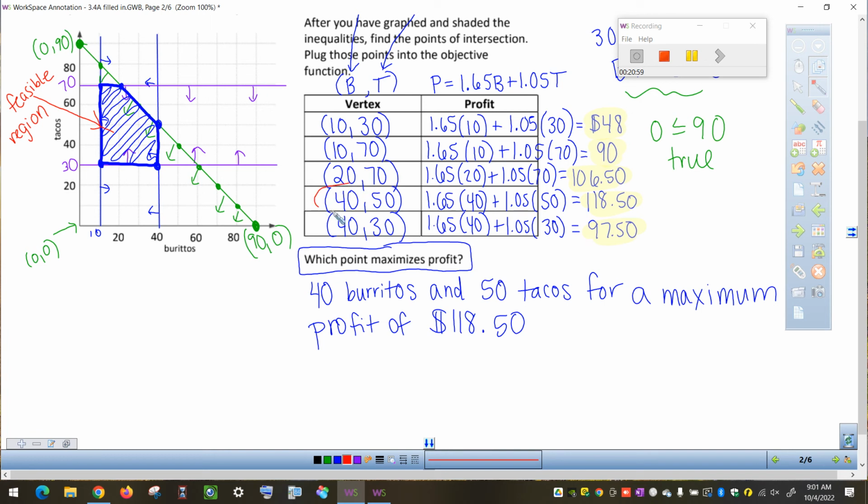So what I like to do here, once I identify which one is the most, is I like to just put a big circle around that. And it's helpful to do this piece right here of the labeling so that when we're listing out our final answer, we don't want to just say 40, 50. We want to connect this back to our context. So what does the 40 represent? Is it burritos or tacos? Well, it's in the position for burritos, so it was 40 burritos and 50 tacos. And then we also want to address what the maximum profit was. So in this case, our maximum profit was $118.50.